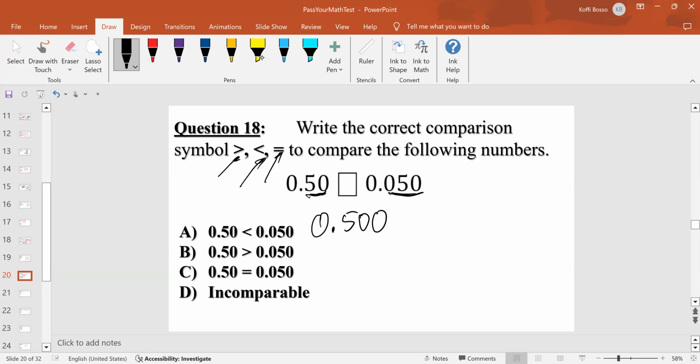So that will be 0.500. So I put one more 0. And here I have 0.050. Now what we're going to do is this. If you see, we have 0. here, so the comparison is between this and this. Now, if you compare 500 and 050, which one is bigger or lower? You see that 500 is bigger than 050, which is 50. So we're going to use this symbol, is greater than. The correct choice is B.